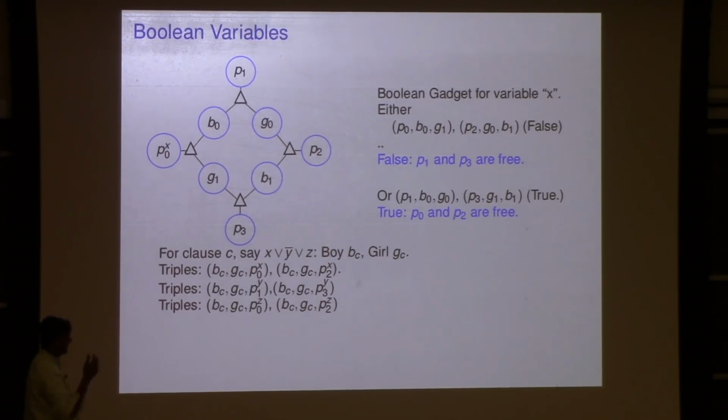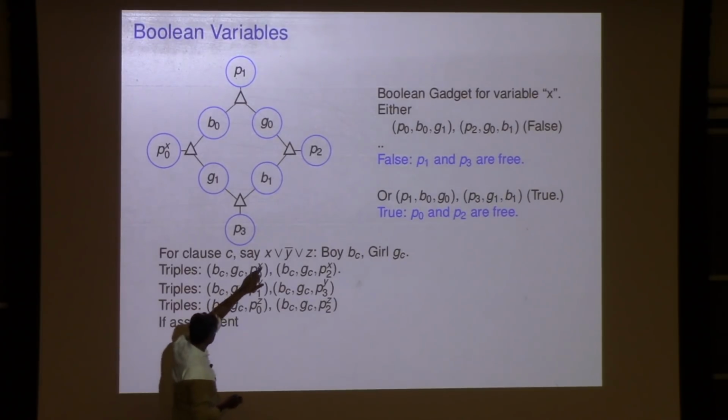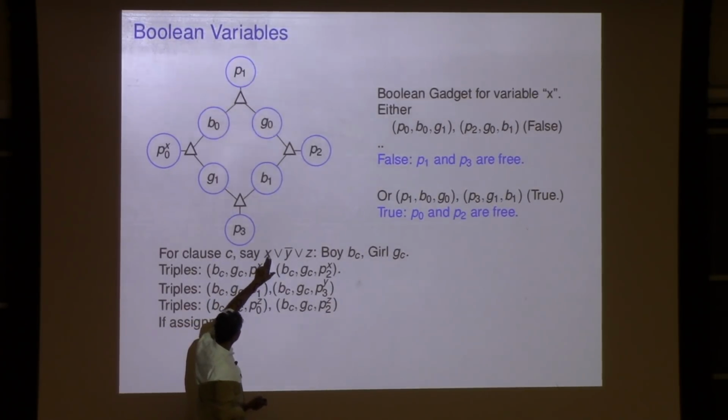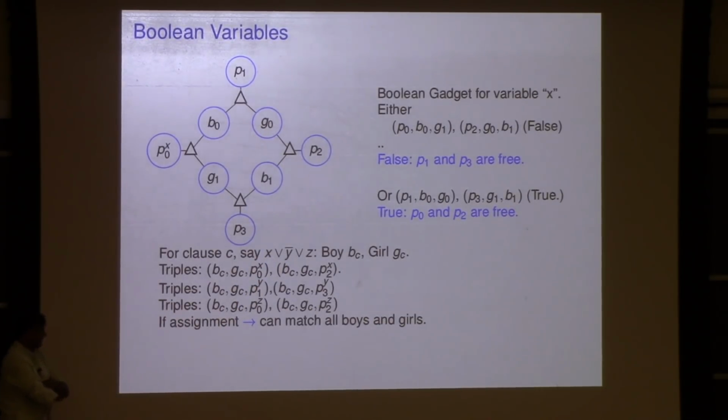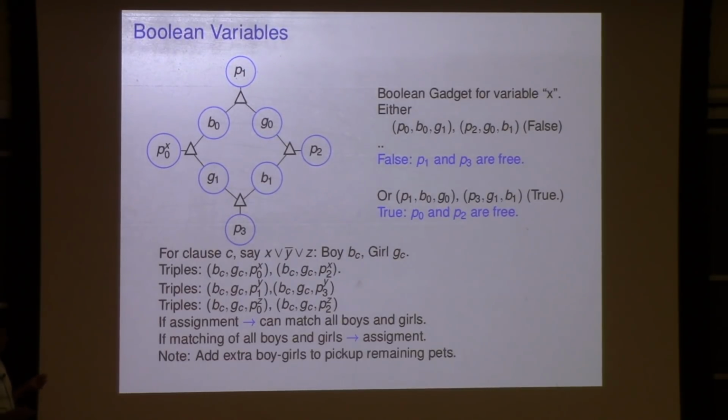Okay, or I can even use it in 2 true places and 2 false places. Two places where it's not negated and one where it is. Okay. So if there's an assignment, I can match all boys and girls. Okay? And if there's a matching of all boys and girls, there's an assignment. Okay, so that's what I want to argue.